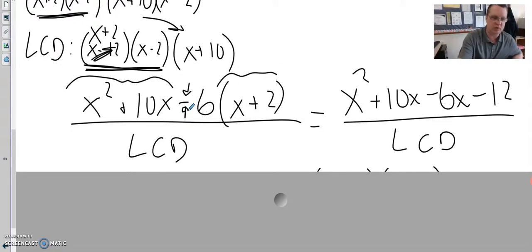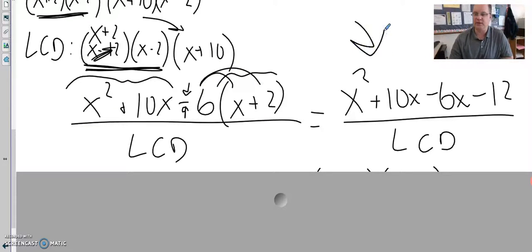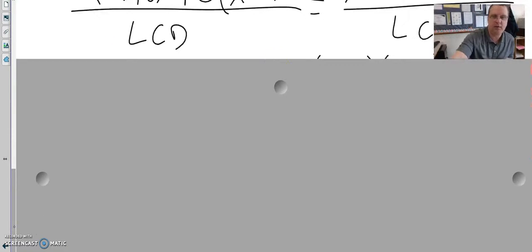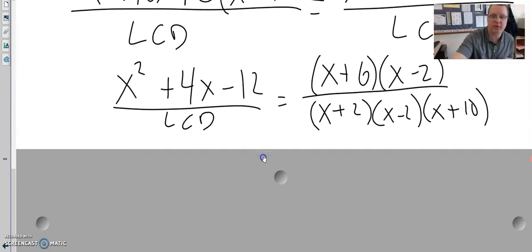LCD, I write that for shortened purposes. So I distribute the negative 6 through. I have x squared plus 10x minus 6x minus 12 all over the LCD. Again, pause it when you need. Then I combine them, and I get x squared plus 4x minus 12 all over the LCD.